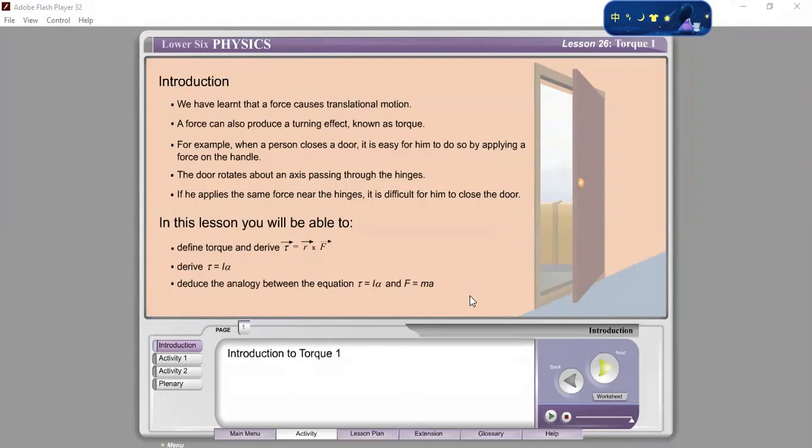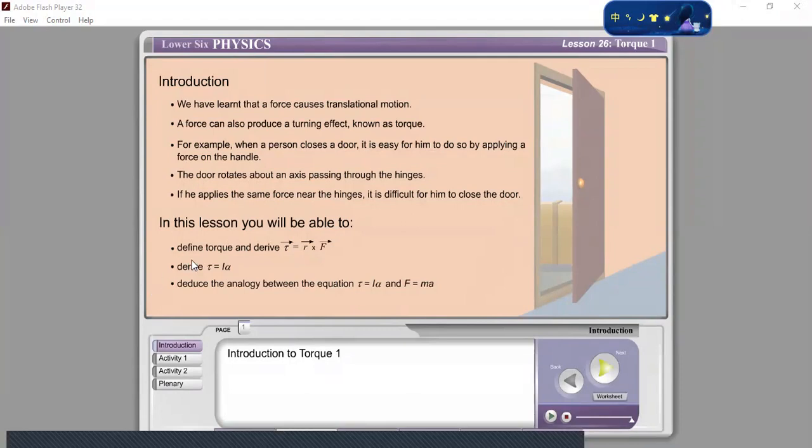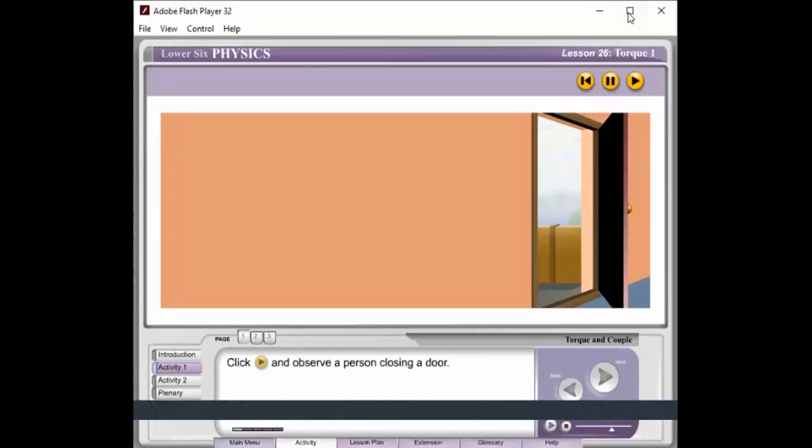Ladies and gentlemen, this is the old version of the software, the old syllabus software. So the previous syllabus included torque equals I alpha. But now we just learn torque equals RF only. We just focus on torque equals RF only. Click the play button and observe a person closing a door.